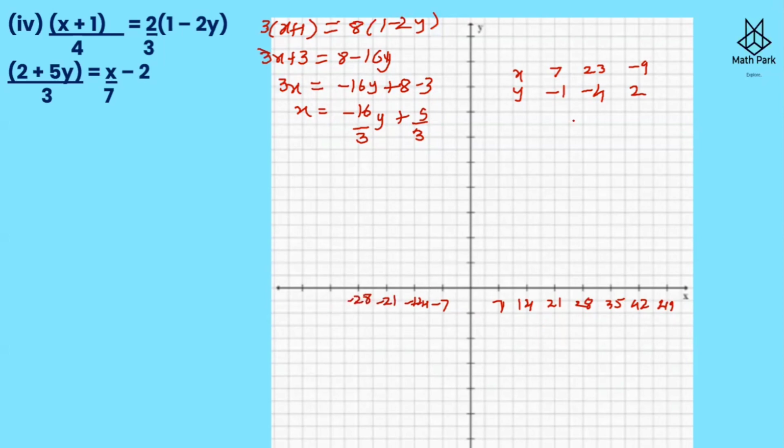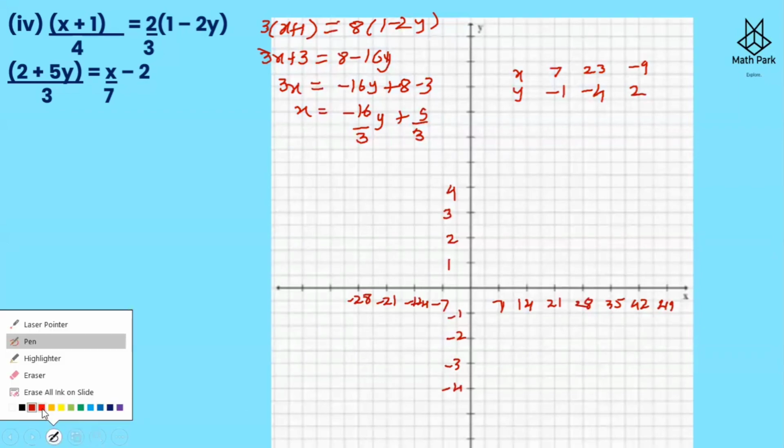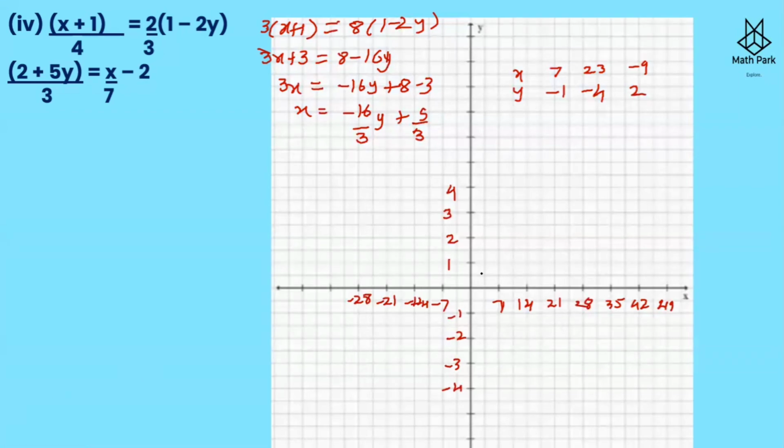On the y-axis, I can see minus 1, minus 4, 2. So I'll choose the normal 1, 2, 3, and 4, and minus 1, minus 2, minus 3, and minus 4. So let us draw. The first point is 7, minus 1. So 7 comma minus 1 is this point.